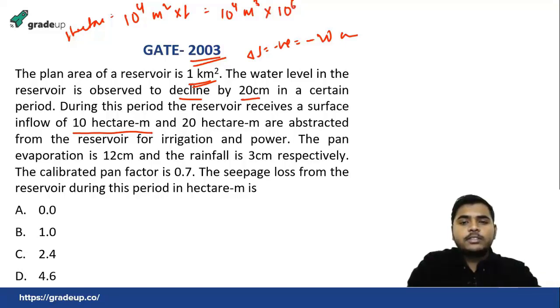So it will be 10 to the power 6 centimeter cube divided by, we have to convert 1 kilometer square area into centimeter square. So it will be 1 into 10 to the power 10. So this you will finally get as 1 unit. So 1 hectare meter is the same as 1 unit here.